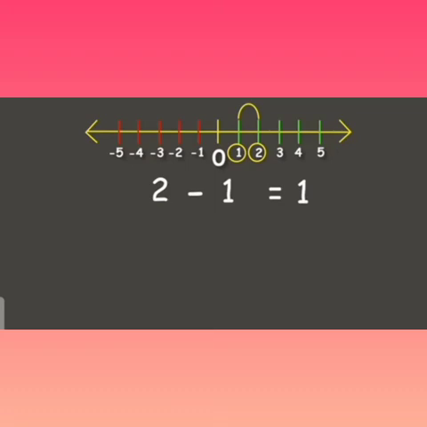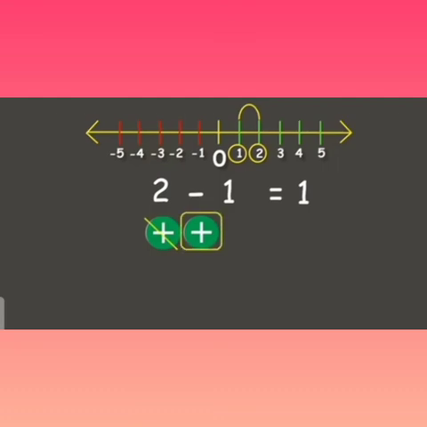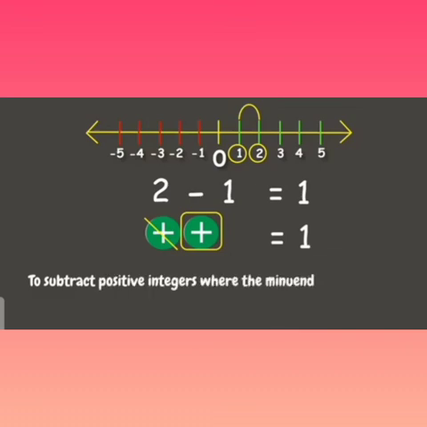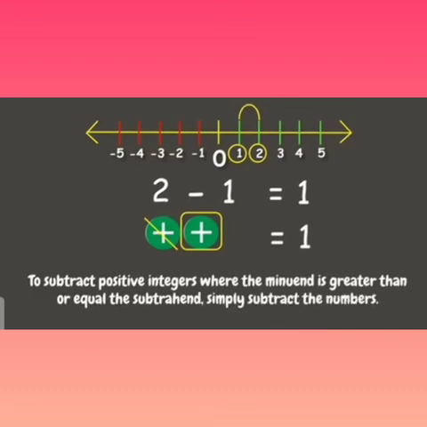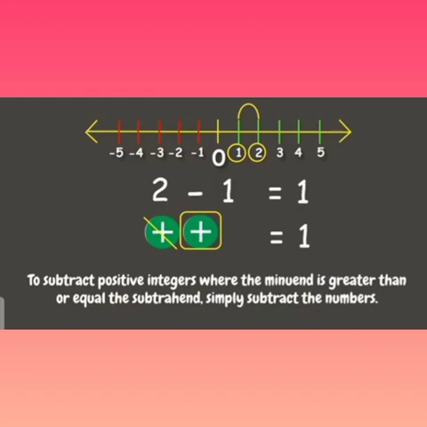Very good. Now, let us try to answer this using our counters. Here we have 2 positive, and we need to cancel out or subtract 1 positive. Therefore, we have 1 positive left. Awesome! This means that when we are subtracting positive integers where the minuend is greater than or equal to subtrahend, we will just simply subtract the numbers.